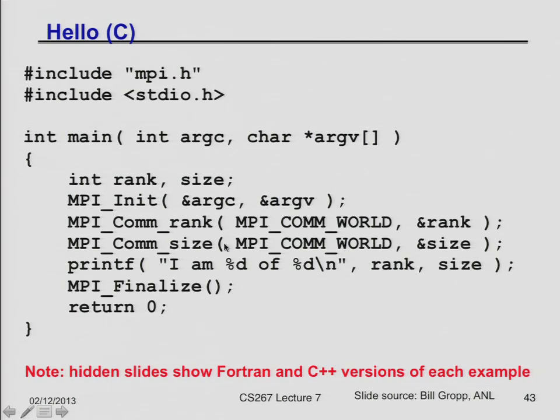And so you will get 64 versions of this. I am number 0 of 64, 2 of 64, and so forth. And then at the very end, you have to release all your resources. You call MPI finalize, and you're done. And I'm giving you examples in C, but if you go to the website, there are hidden slides showing you the syntax in some other languages.